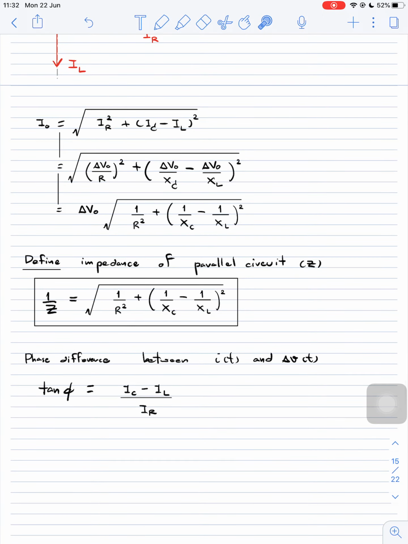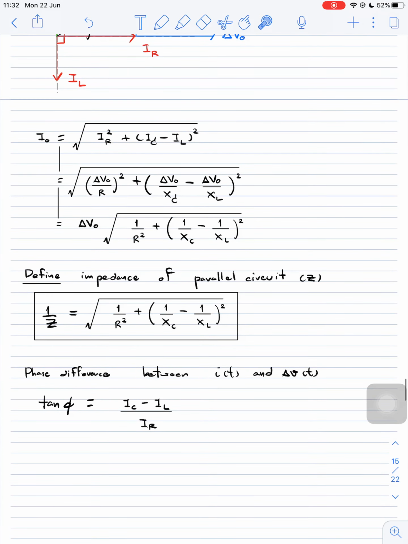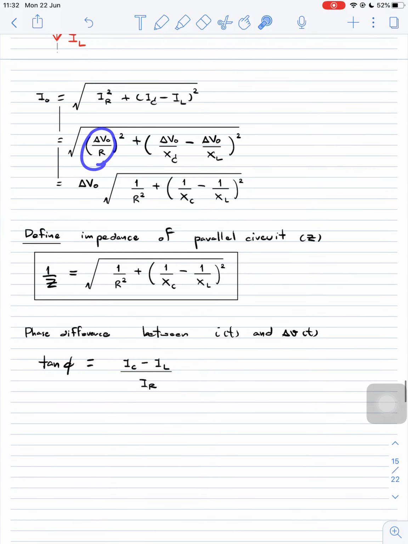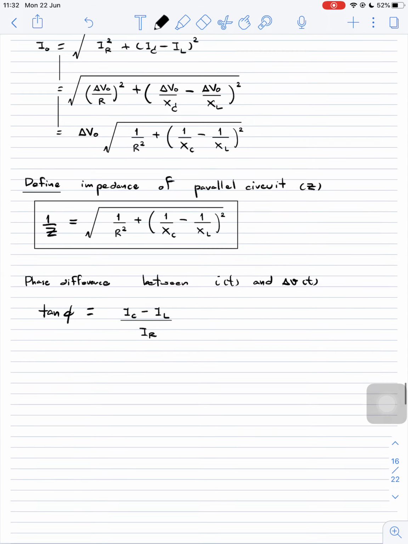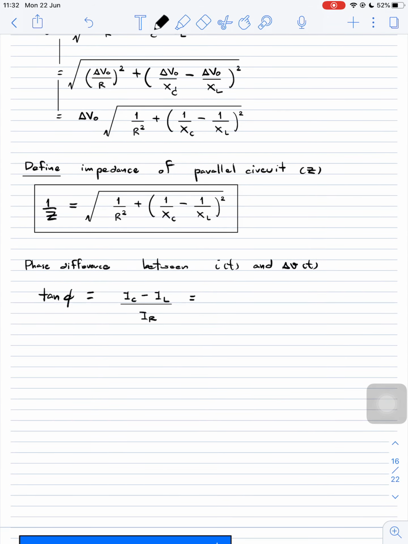But then when we plug in the IC equal to delta V naught over the XC, the IL just delta V naught over the XL, and the IR just equal to delta V naught over the R into this equation, delta V naught just cancels out. Then finally we can get that it equals R times the quantity 1 over XC minus 1 over XL, and that's it.